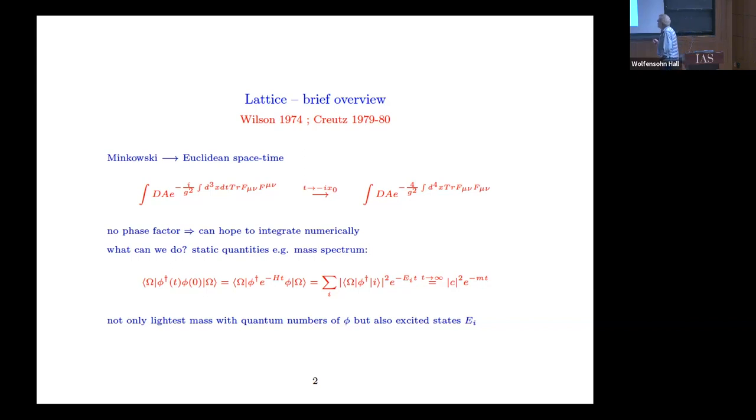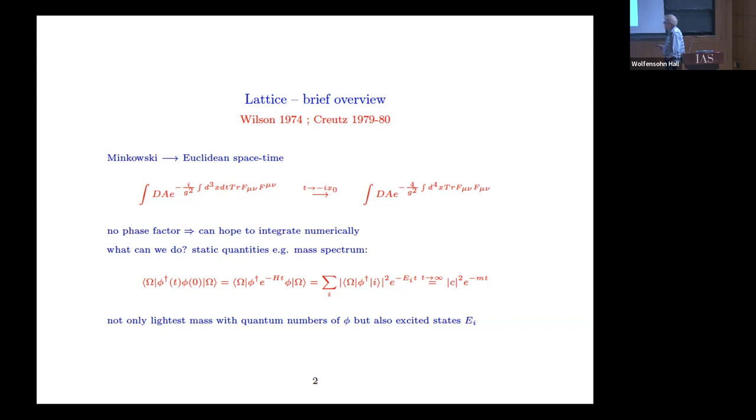What can we do if we stick to this kind of action? At the moment, we're still in the continuum. The sort of thing we can calculate is the energy spectrum, the mass spectrum. So you take some correlation function, here's some operator phi, and you look at how its value at zero is correlated with its value at time t. You pull out the time dependence with a Euclidean time translation, which is e to the minus Ht.